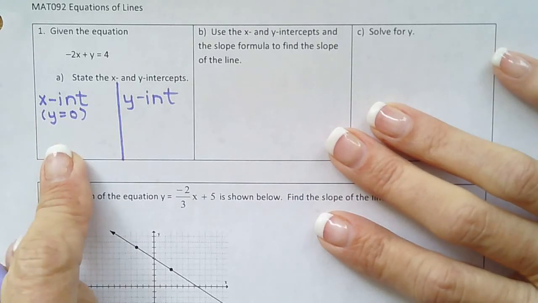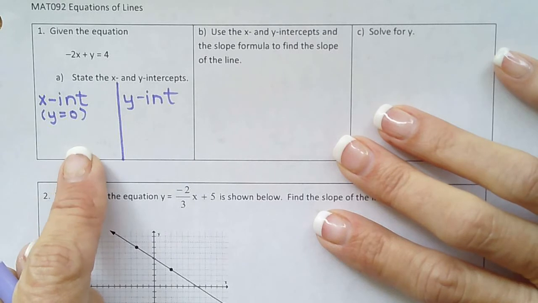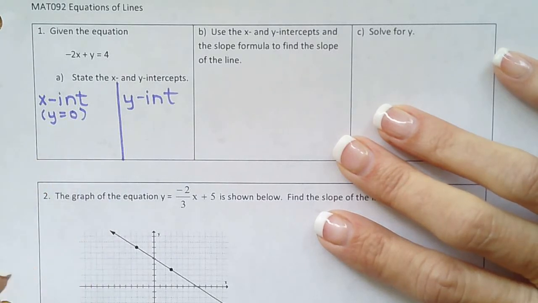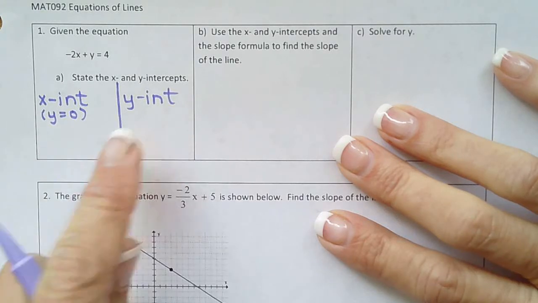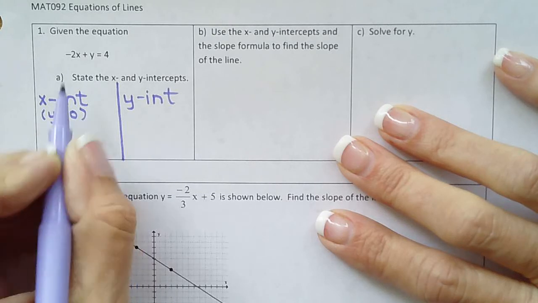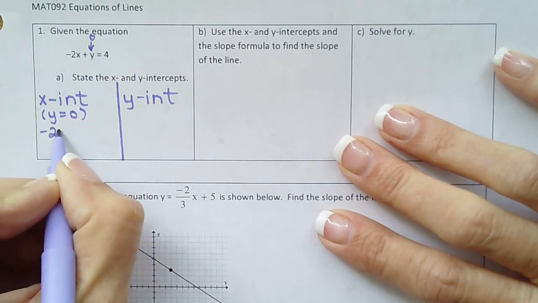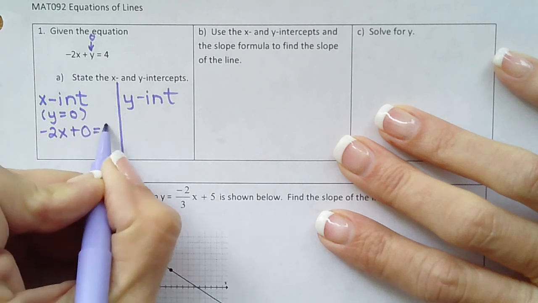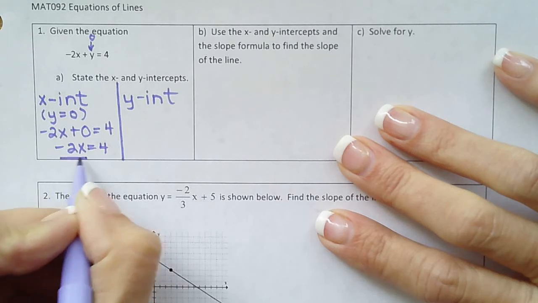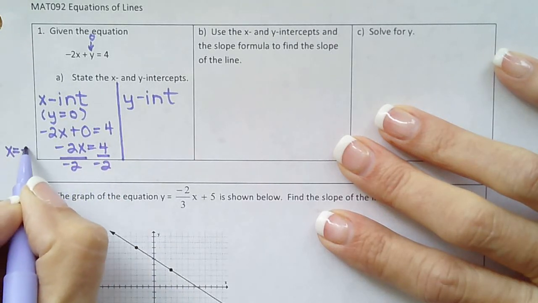And this is what I told you when we were doing this, probably one of the very most important things we learn in this class. Because in upcoming classes, it's very important when you go to make graphs that you know where the line or the parabola or the S-curve crosses the x and y axes. So to find the x-intercept, you make y 0. So negative 2x plus 0 equals 4. Negative 2x equals 4. Divide by negative 2, divide by negative 2, and we get x equals negative 2.